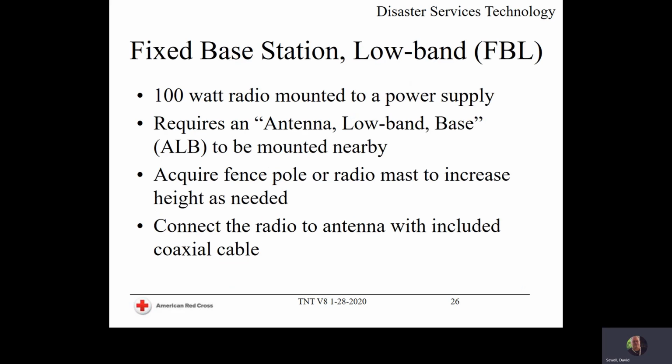Okay, so the fixed base station low band, which has an acronym that you'll see on the Pelican case, FBL, is a 100-watt radio mounted to a power supply, and it comes in a Pelican case. I'll show you a picture of it here in a minute. The radio in the case will come with a coax and a mag mount antenna, and the coax can go to an external antenna outside. You have to have an ALB antenna, low band base, and acquire a fence post or radio mast or something similar to get the antenna up in the air.